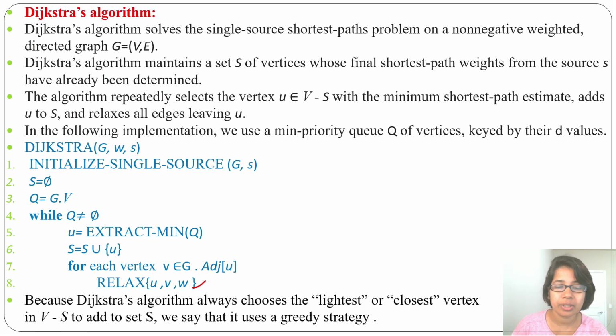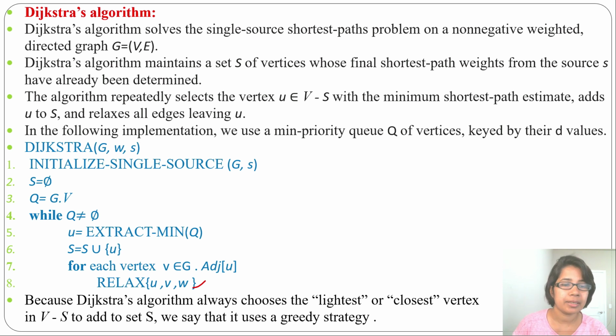As Dijkstra algorithm always chooses the lightest or closest vertex in V minus S to add to set S, we say it uses the greedy technique. So every time it just adds one vertex which is the closest and it is the lightest, means its weight is less. So every time we're just adding one vertex to source. That's why it is a greedy technique.